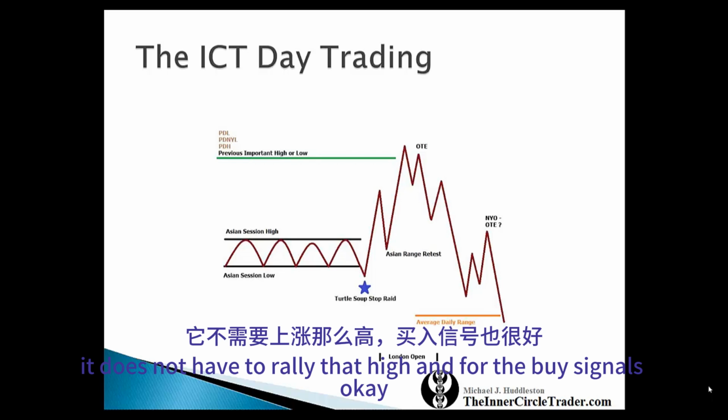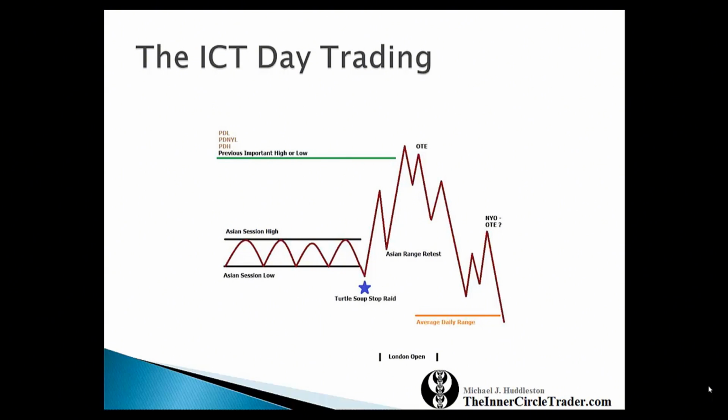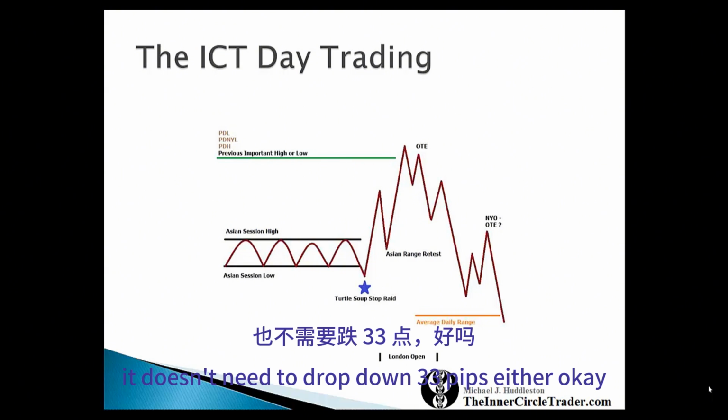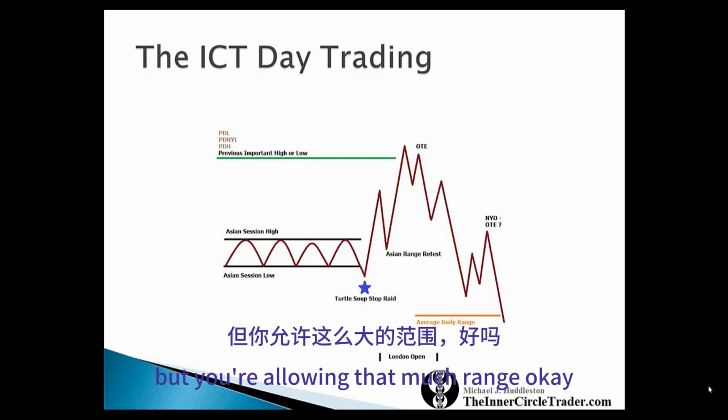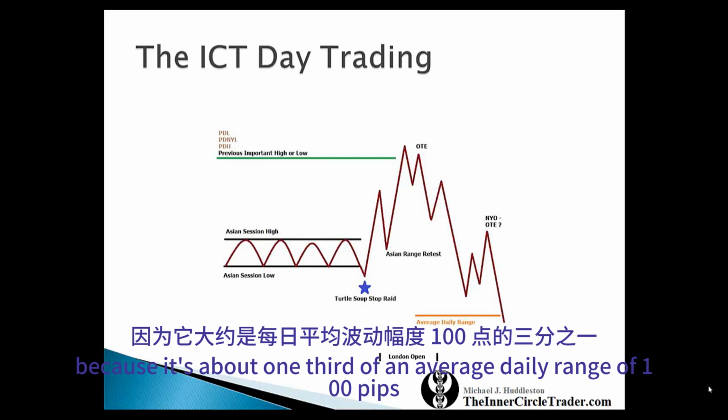And for the buy signals, if we go back in discussion of buying the low in London, it doesn't need to drop down 33 pips either. But you're allowing that much range, and the reason why is because it's about 1/3 of an average daily range of 100 pips.